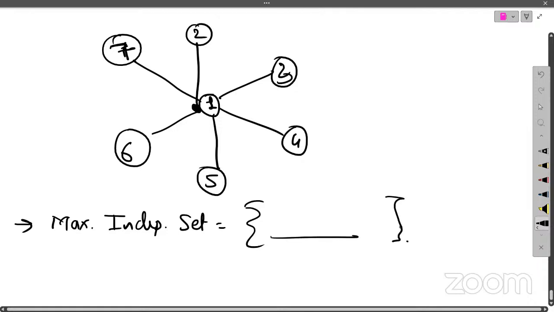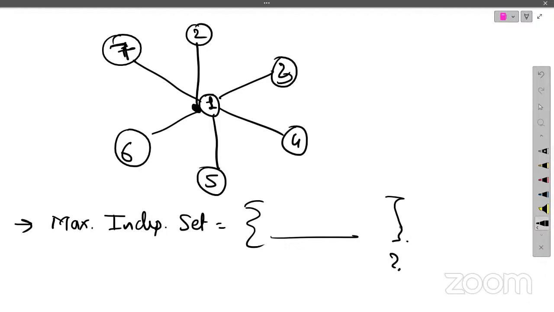One only. Maximal. I don't want minimum. Obviously, 1 will be an independent set, but you have to consider maximal. Again, you want the maximal number of vertices to be a part of your independent set. 6. Okay. So what are those 6 vertices?